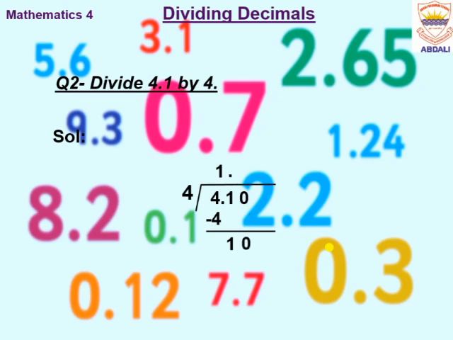So read out the table of 4 and tell me where you got the number 10 or the number smaller than 10. Hurry up, read out the table of 4. Yeah, very good. 4 2s are 8. So here we will put 8. Now 10 minus 8 is 2. Again we have remainder 2, but we have to make the remainder 0.